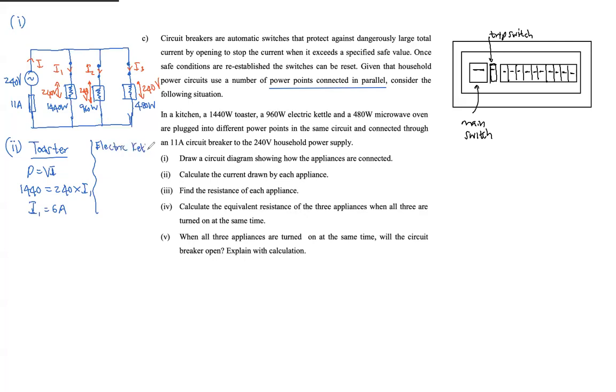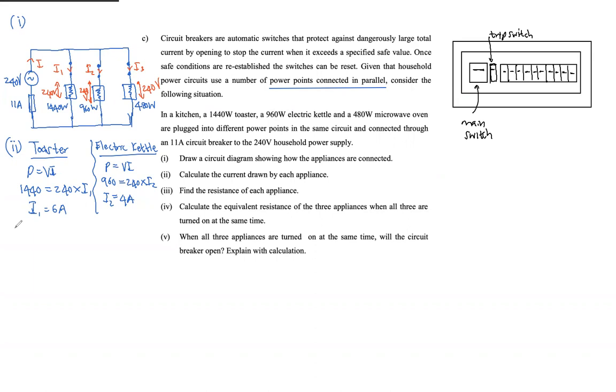For the electric kettle, again power equals VI. The power of the electric kettle is 960 equals voltage times current. How much is the voltage, people? It is 240. Current is I2. I2 is equal to 960 over 240, which is 4 ampere. Then what is the next one?